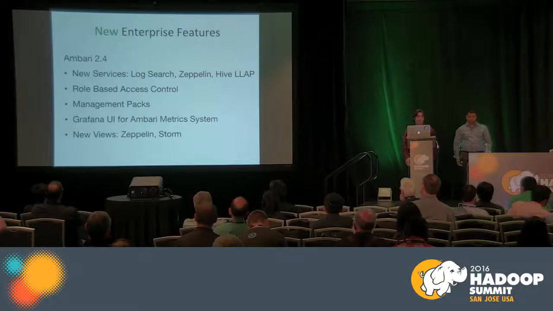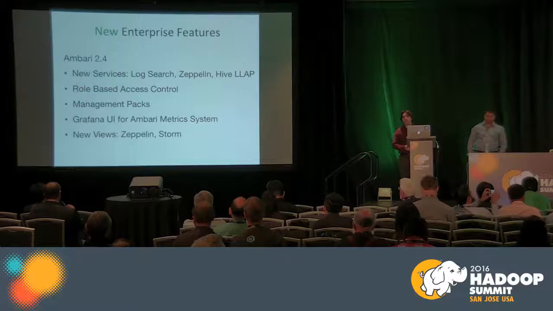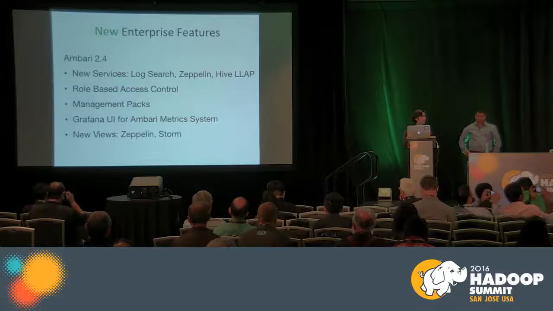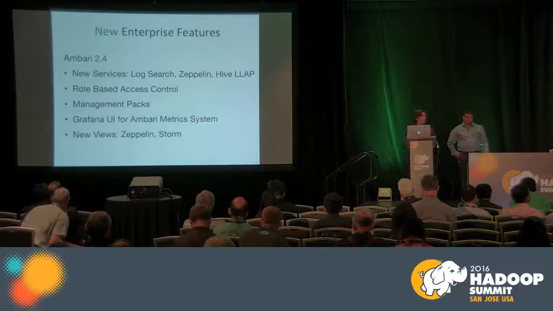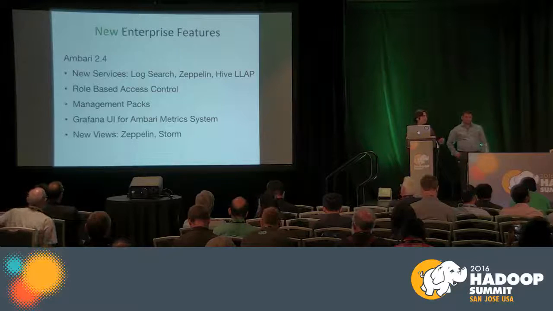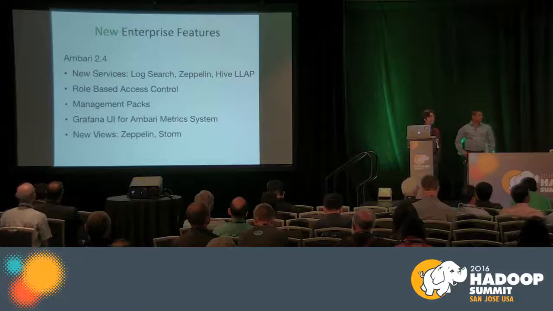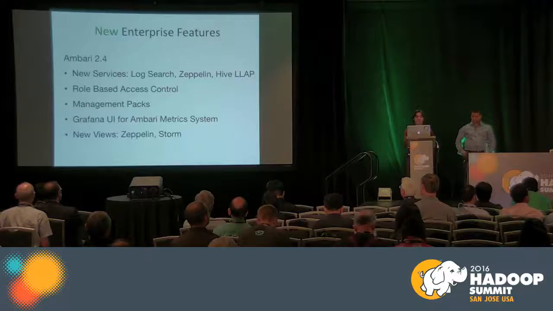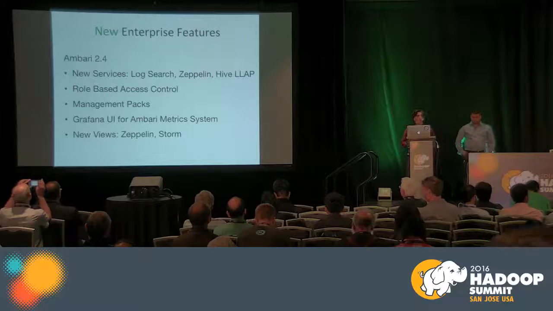One of the first things that we've added recently is a couple of new services like Log Search, Zeppelin, and Hive LLAP, which is low latency application processing. We've also added role-based access control, because as Ambari grows, organizations have grown too, and we need Ambari to manage fine-grained controls over its users. In addition, we found that there's a need to make the stacks more extensible and flexible. Our customers really want to have custom services, want them to be part of upgrades, and want more control over how they can get their releases done.